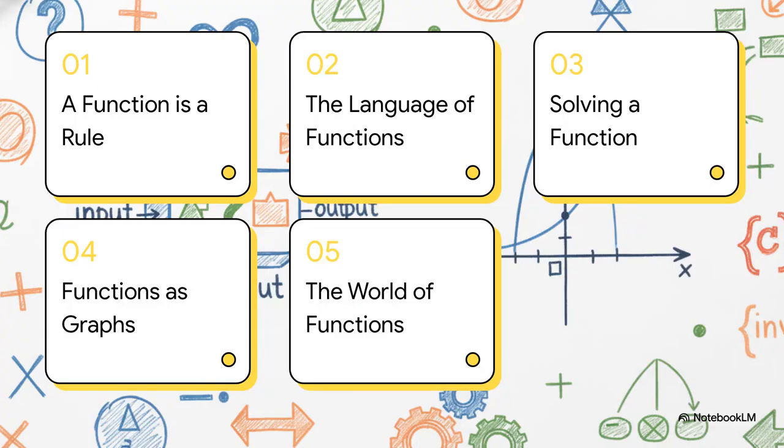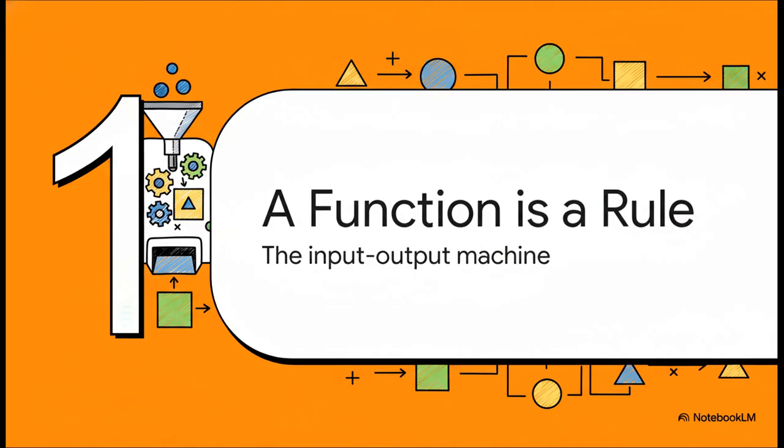Okay, so here's the game plan. First, we're going to really nail down this idea of a function being a rule. Then we'll get into the language, how to read and write them. After that, we'll actually solve one together, step by step. Then we'll see what it looks like as a picture on a graph. And finally, we'll peek at where this all leads. It's going to be a quick journey from, huh, to I got this. All right, let's jump into part one.